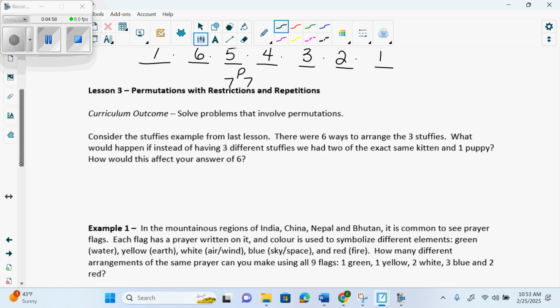Permutations with repetition. So up till now, we've had no repetition. Now we will have repetition. So you can have them either repeat or not, and you have to spot that as well. So consider this stuffies example from the last lesson. There were 6 ways to arrange the 3 stuffies.